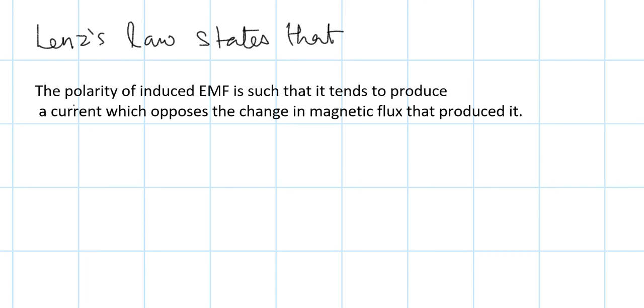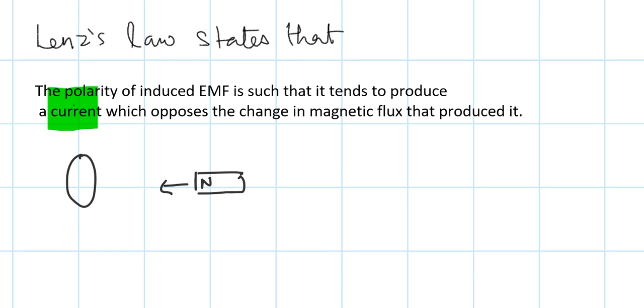the polarity of the induced EMF is such that it tends to produce a current, always emphasize, it tends to produce a current which opposes the change in magnetic flux that produced it. Okay, let us analyze the statement. Let us look at the previous example. See, if we bring a north pole towards a coil, we are bringing a north pole towards a coil.